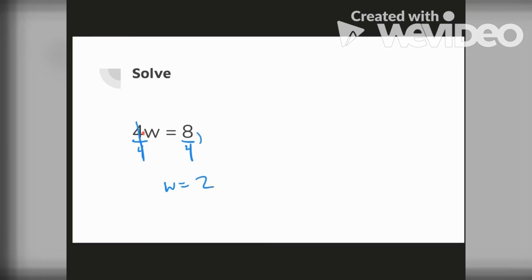Now let's check our work. 4 times 2 equals 8. And is that true? 4 times 2, it does equal 8.